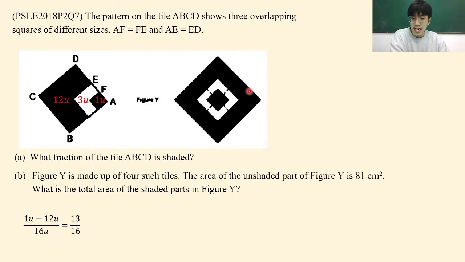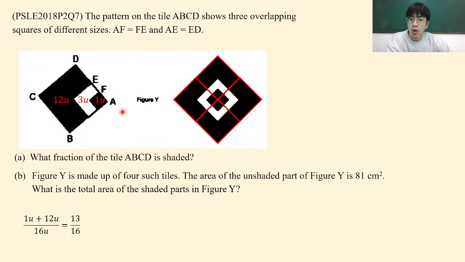Well, again, let's see. Now, we know that this figure Y consists of 4 of this tau on the left. So first of all, let me draw them out. So this is one of the tau, this is another one, the third one, and the fourth one. And these 4 tiles are all identical. Now, we know that this shaded part is 81 centimeters squared. So how can we figure out the total area of the shaded parts?